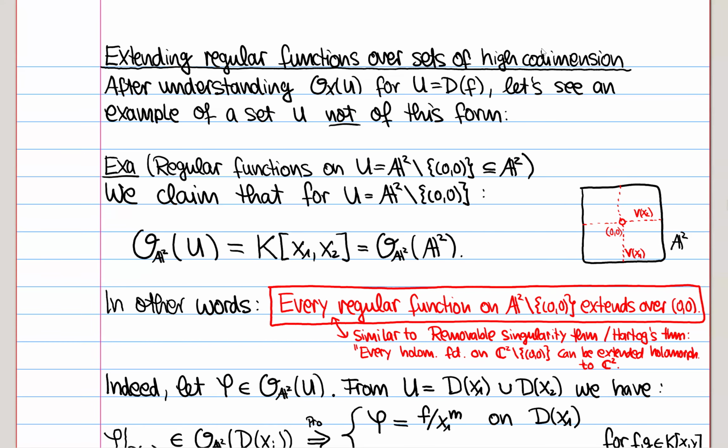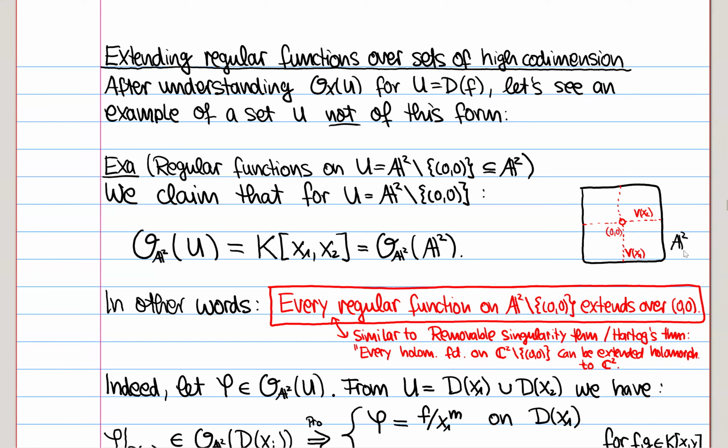So from the previous videos, we now know what the ring of regular functions is on these distinguished open sets. And now in this short video, we want to see an example of what this ring is for a set U which is not of this form. And the example is the one that we have already alluded to before, namely we take A2 minus the origin inside A2 and try to compute what the functions are there.